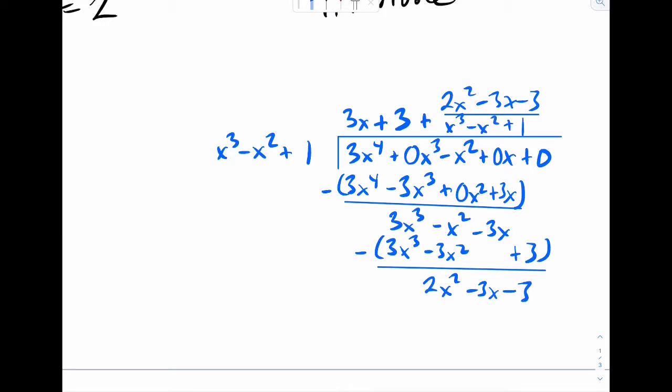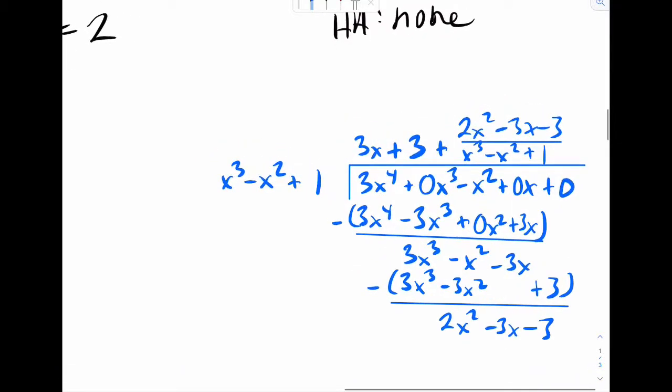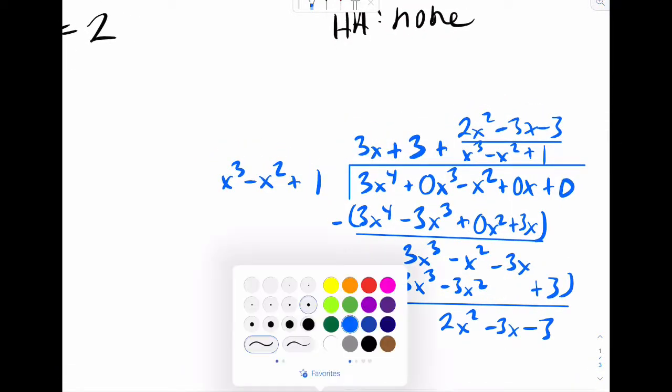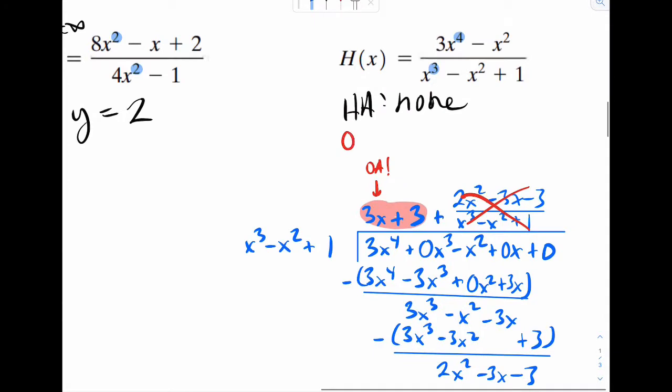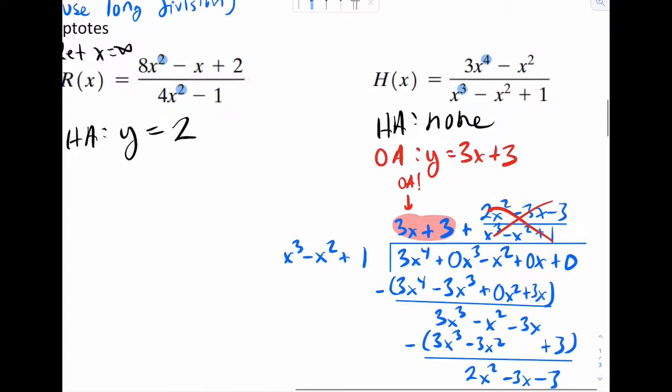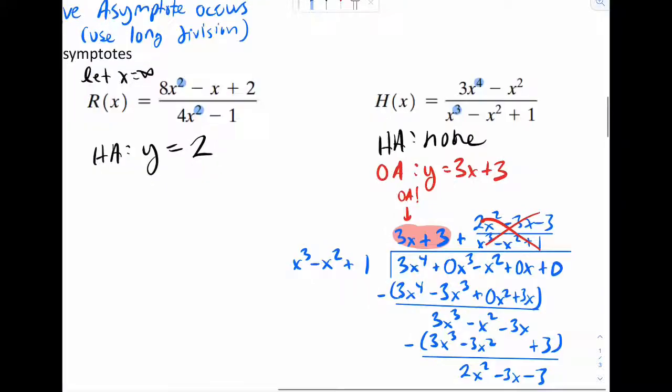So of course that seems pretty long, but the cool thing about your oblique asymptote is you only care about this right here. You don't even need the remainder. So we don't even need that. This thing is your oblique asymptote. So we're going to write your oblique asymptote is y is equal to 3x plus 3. And that's it. So if you have any questions, let me know in class.